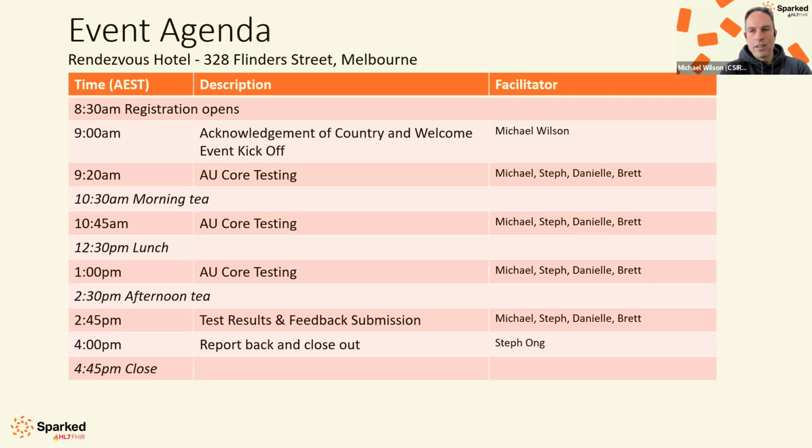After afternoon tea, we're going to sort of focus the session then. It's about gathering the test results and feedback submission. So that'll be about gathering the information that we've gone through in the day, the testing results, helping you raise any issues, so that we've got some good resources at the end of the day about what was tested. And then we'll just do a bit of a report back and close out about what happened during the day.